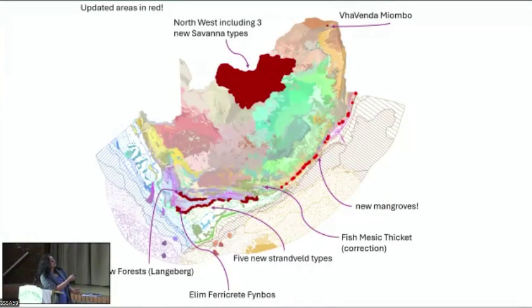Some new forest patches in the Langeberg. Small changes in Elim Ferricrete Fynbos. We've had 5 new Strandveld types along our southern coast. Some of those used to be dune thickets, but they are now Strandveld types that we've put in with the Fynbos. So that was work by Richard Cowling and Adrian and team. And then we fixed my mistake, a little whoopsie in the Fish-Mucina thicket.